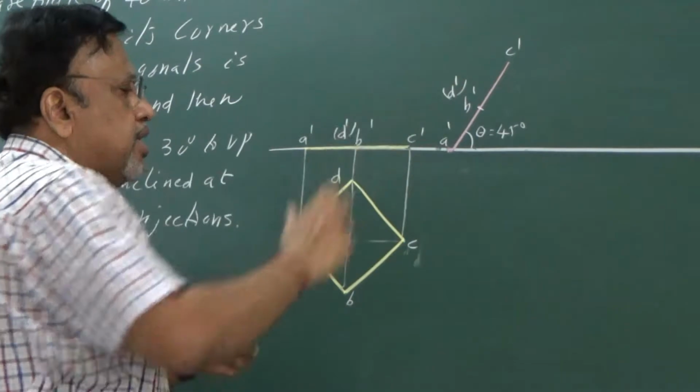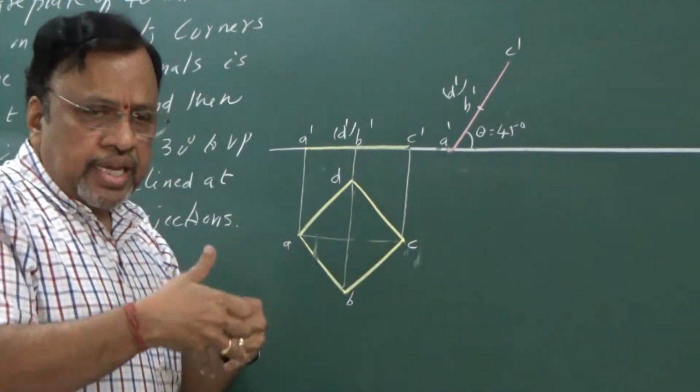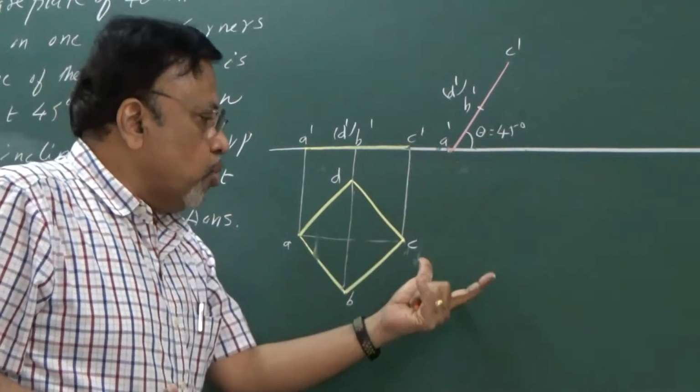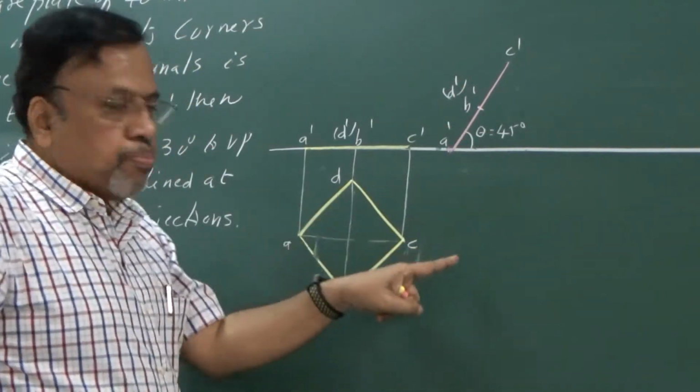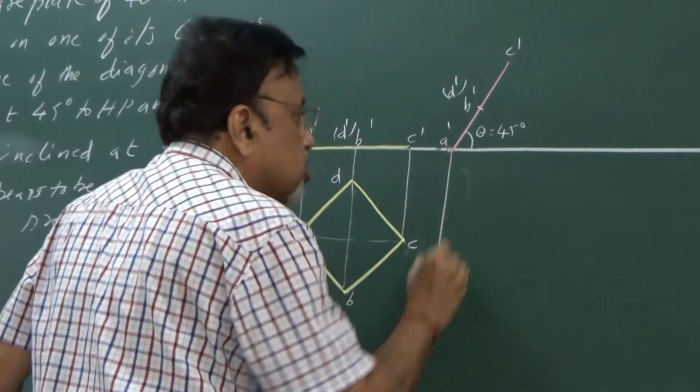Now since the lamina is inclined at 45 degrees, we know that in the top view it will be seen as smaller in size. That figure I am going to get from this view as well as from the previous top view. So draw these projectors.